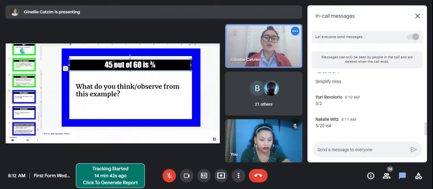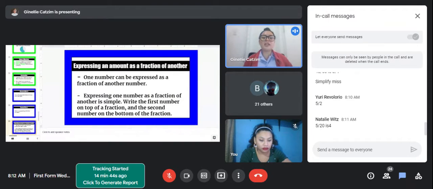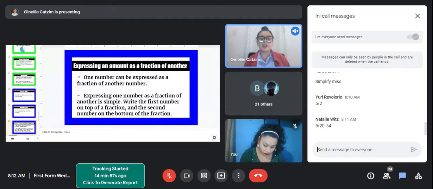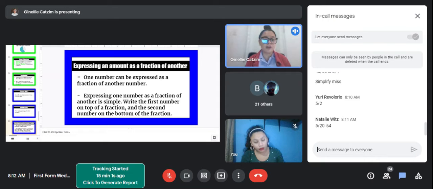So, expressing an amount as a fraction of another. One number can be expressed as a fraction of another number. Expressing one number as a fraction of another is very simple. Write the first number on top of a fraction and the second number on the bottom of the fraction, that means the fraction bar, right?